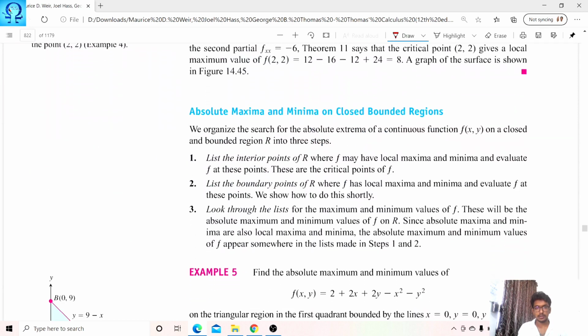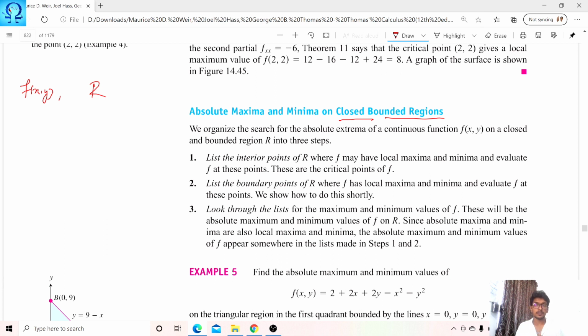Okay, now back to the discussion. Here we have the next concept, that is absolute maxima and minima on closed bounded regions. Which means till now we were given only the function. Here the domain or some region may also be specified. Okay, so what is the difference between local maxima and absolute maxima? Local maxima is about some locality, over some point or over some disk. If it is a maximum value, then it is a local maximum, and the same goes for minimum as well.